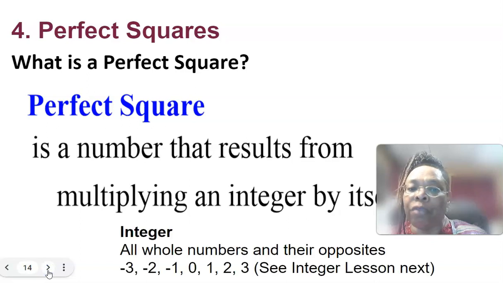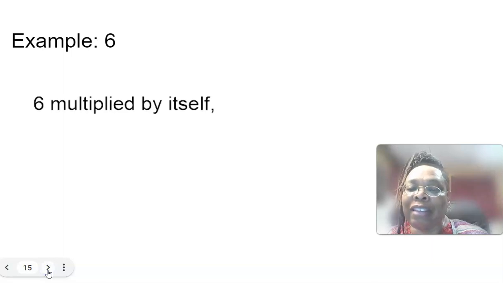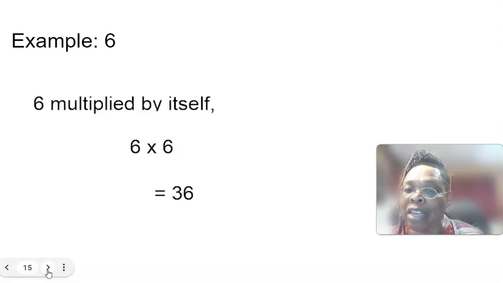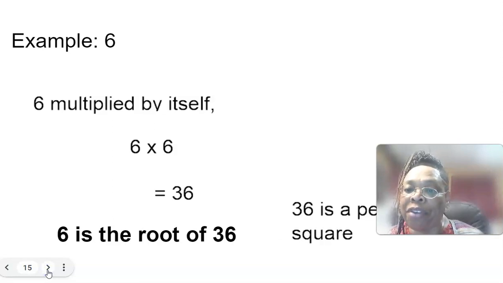There is a whole number and their opposites. We'll do that in the next lesson. For example, 6. 6 multiplied by itself is 6 times 6, and this is equal to 36. 6 is the root of 36, and 36 is the perfect square.